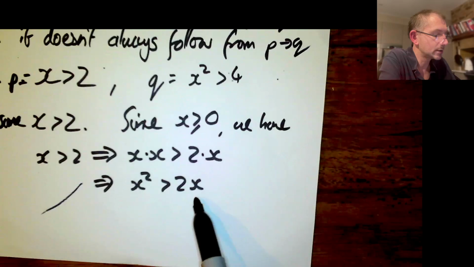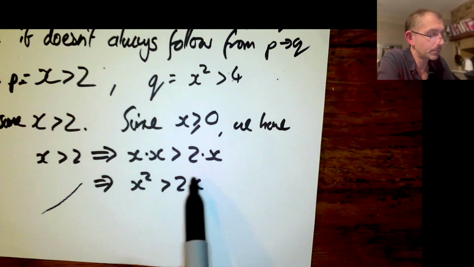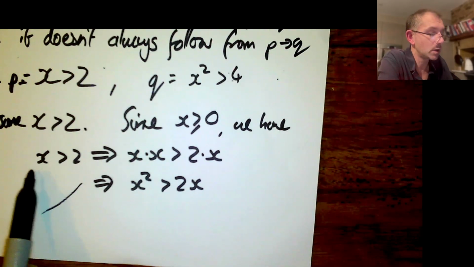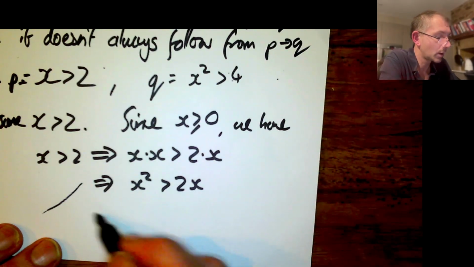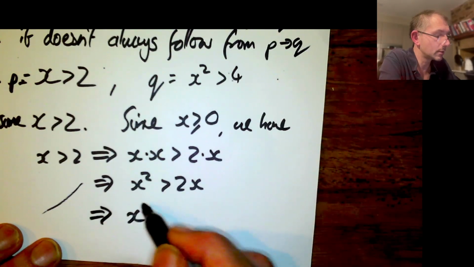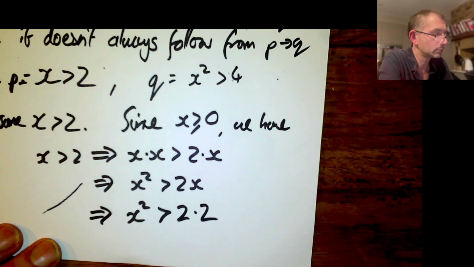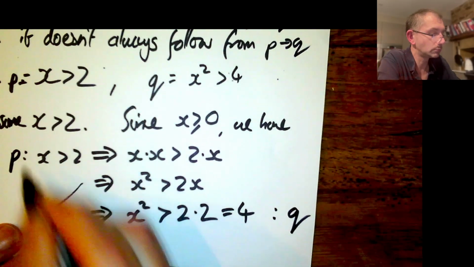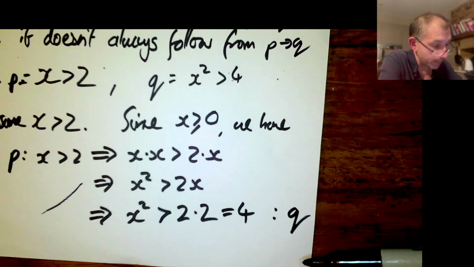So if I take x and I swap it for a smaller number, then this multiplication will go smaller. Another way to think about that is if you multiply this equation by 2, then you get 2x is bigger than 4. So this is then 2 times 2. And this is 4. So this is Q. So P implies Q. Very good.